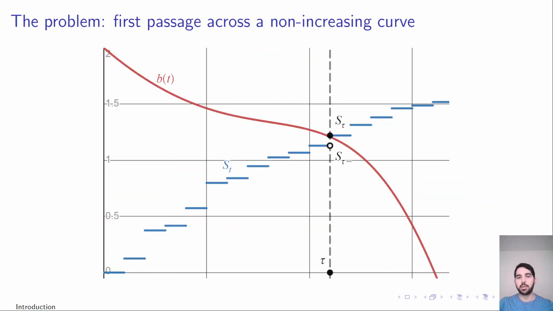Okay, so the main problem at hand is to consider a non-increasing, absolutely continuous boundary B and a subordinator S. And we're interested in the first time the subordinator crosses the boundary B, the value before crossing and the value after crossing. Okay, so these characteristics are very useful and used a lot in practice. For example, in ruin theory, when you're interested in the ruin time and the penalty function. Okay, and other applications that we will discuss.